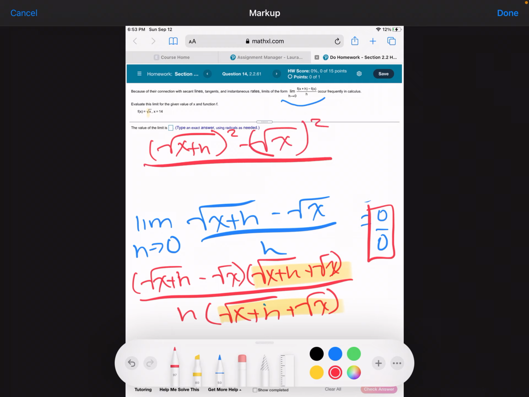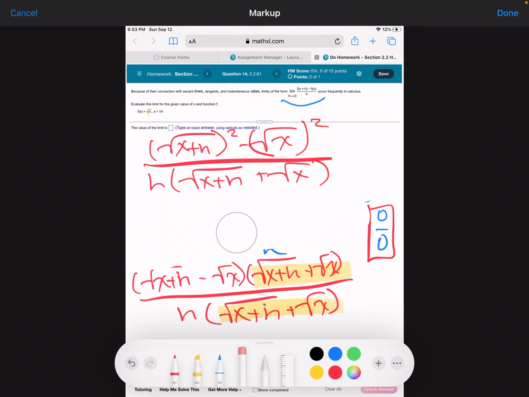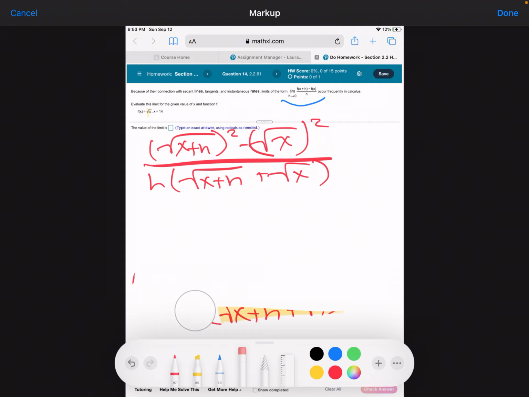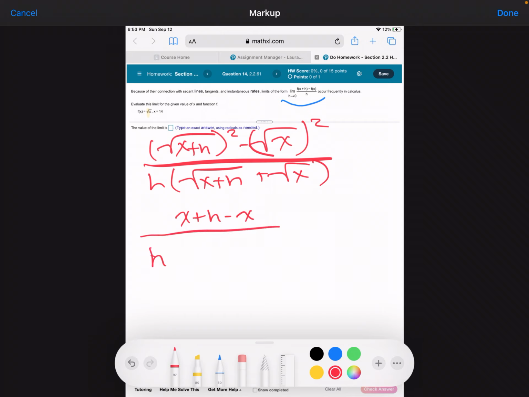And then on the bottom, I'm not going to multiply that out. If I do, I'll just have to undo it in a second. So it's going to look like that. I'm going to go ahead and erase that part. All right, so on the top, we're going to have x plus h minus x. If you have a square root and square it, you end up with that radicand, the thing underneath. And then on the bottom, we're going to have an h over here, times the square root of x plus h plus the square root of x. Notice on top, that's just an h.